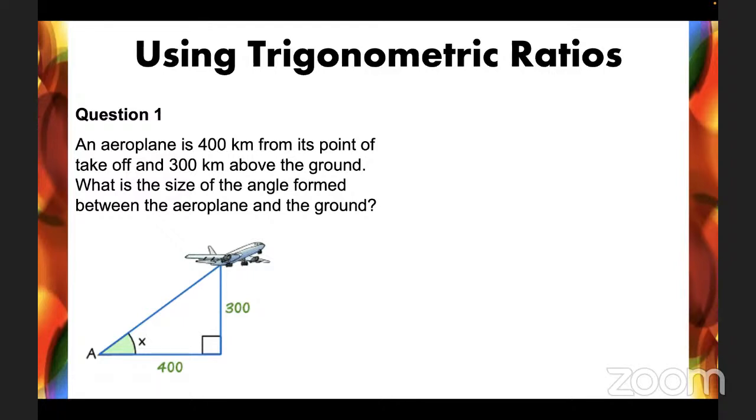For the record, what is the size of the angle formed between the airplane and the ground? We're not going to do any true calculation. I want you to tell me what ratio you would use here. Just quickly type in the chat, what ratio would you use to find the missing angle?